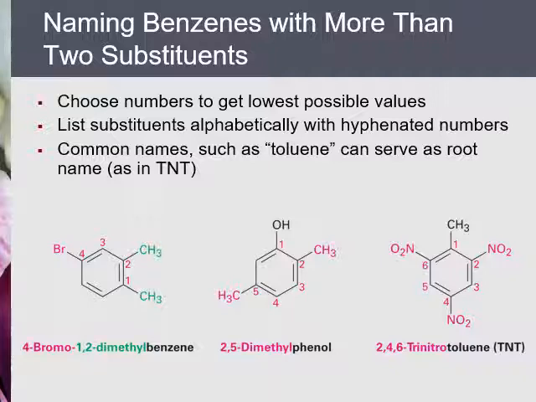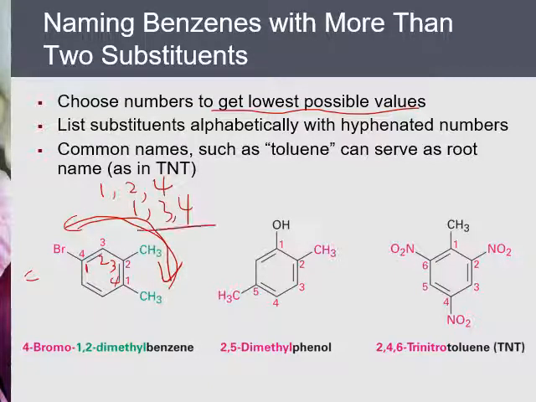When a benzene ring contains more than 2 substituents, the first thing we need to do is choose the numbers to get the lowest possible values. For example, in the first molecule, we number this way, so that the carbons containing substituents are number 1, number 2, and number 4. If we go the opposite way, then it's 1, 2, 3, 4, so you have 1, 3, 4 carbons attached to substituents, and that's not the lowest.